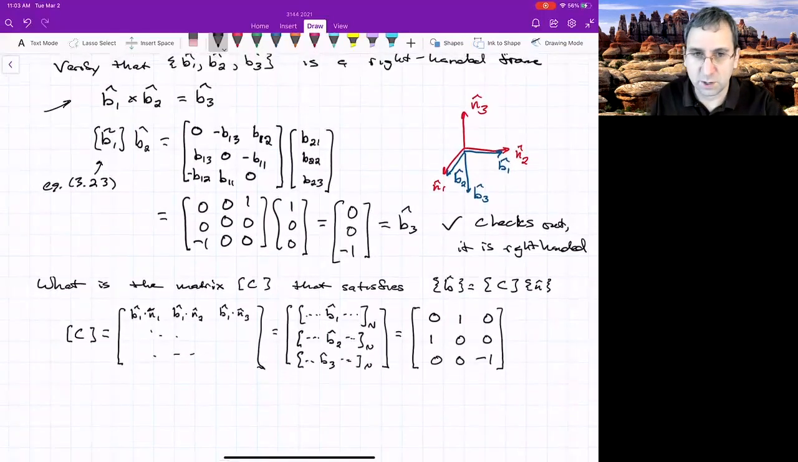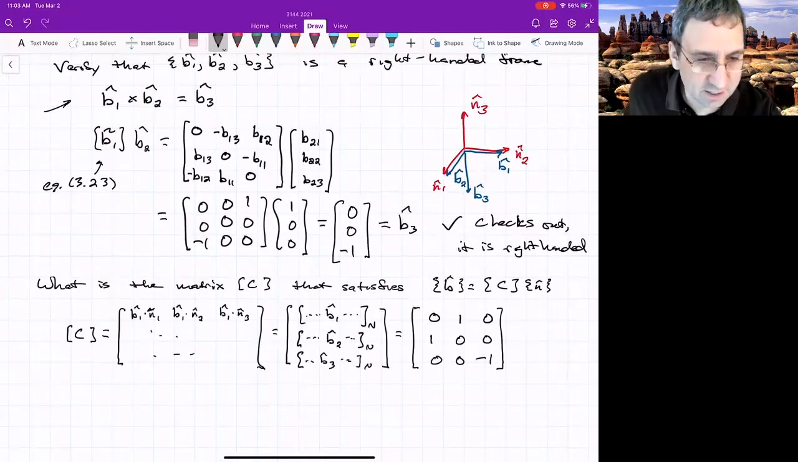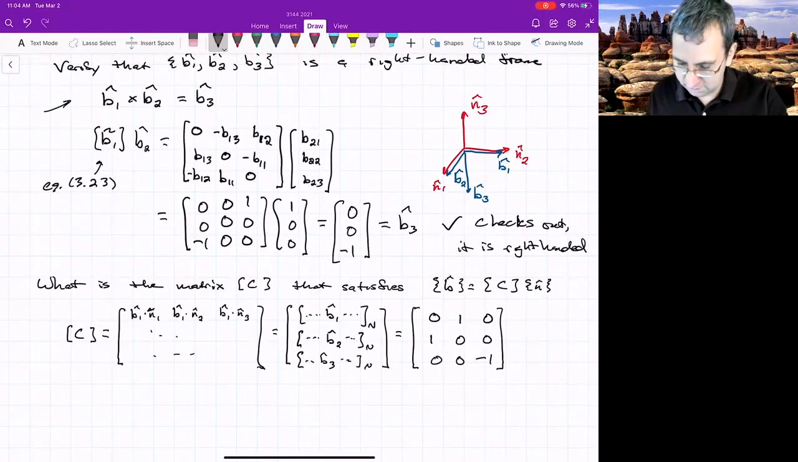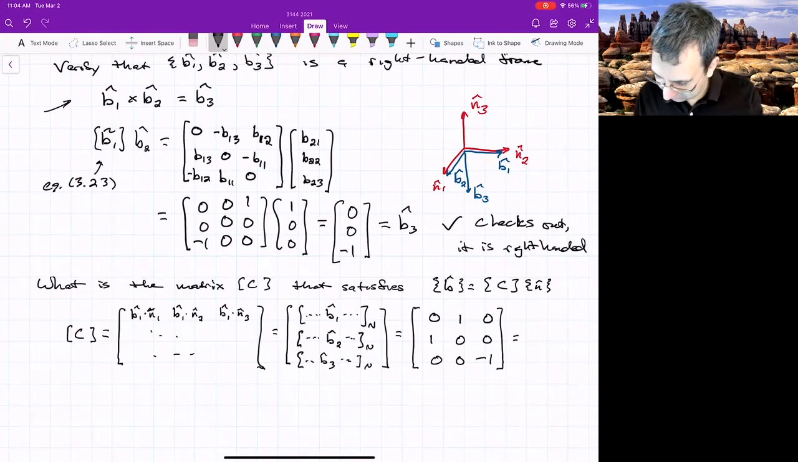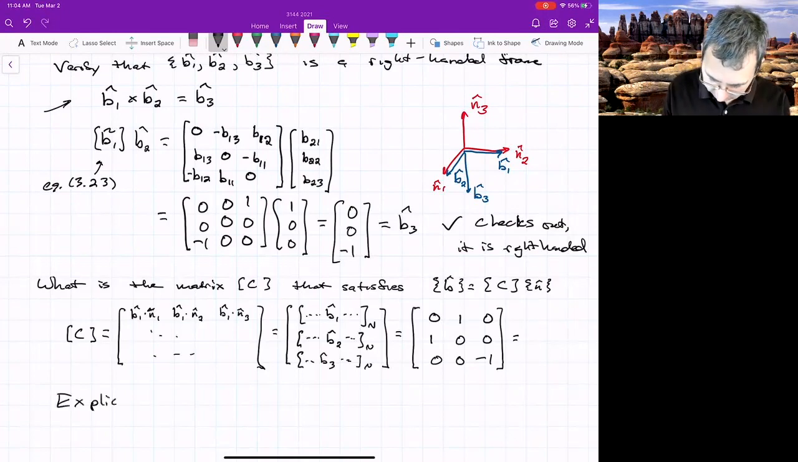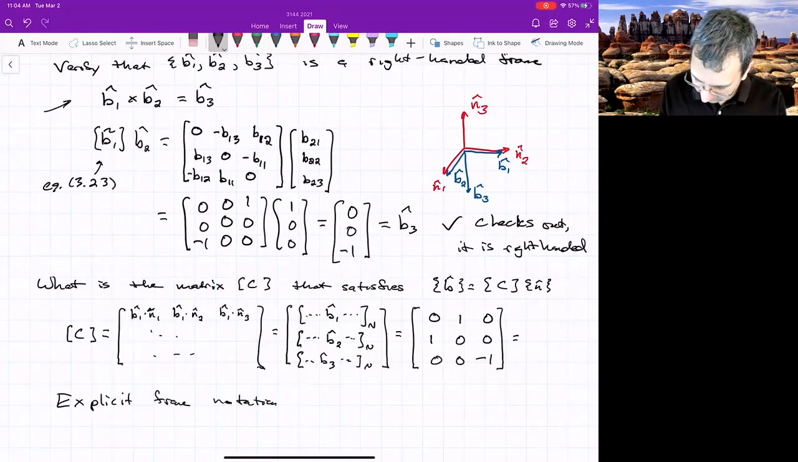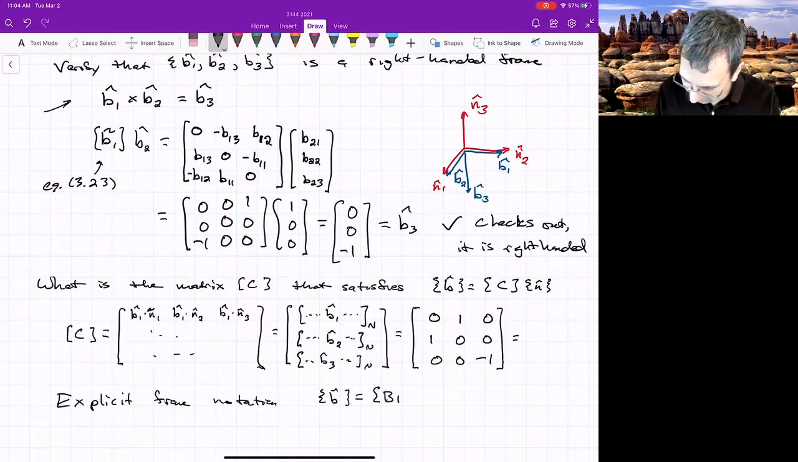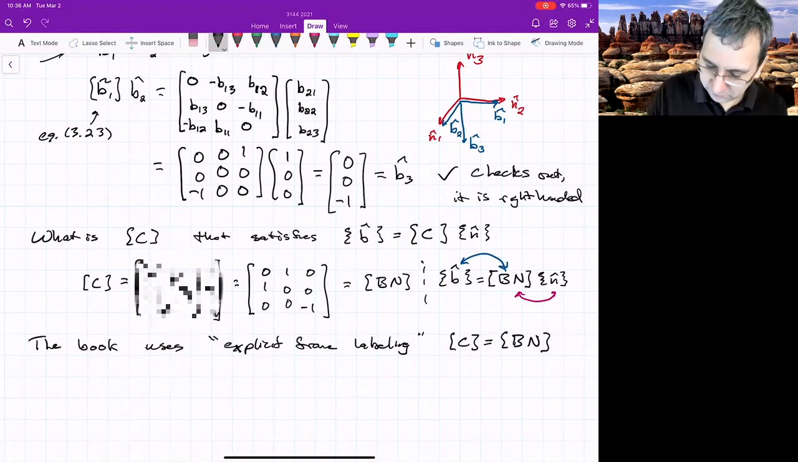The book uses what it calls explicit frame notation, writing things explicitly in terms of how one frame is related to another. So if we were to talk about explicit frame notation, it's that B equals, and we write the matrix C as BN. So this matrix would be BN. So that's another way to write it.